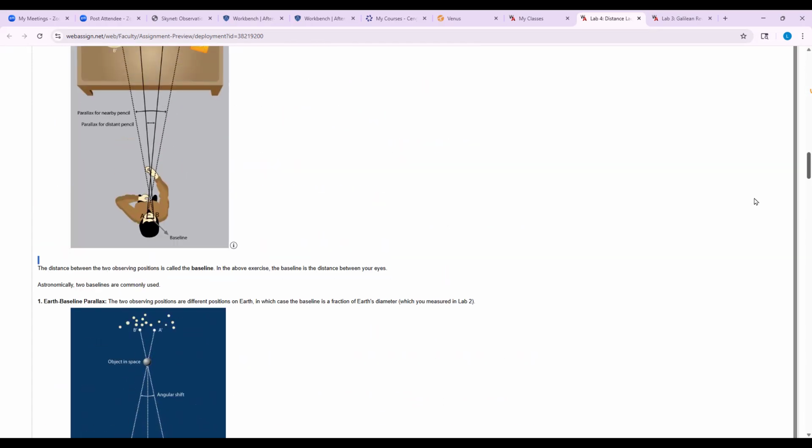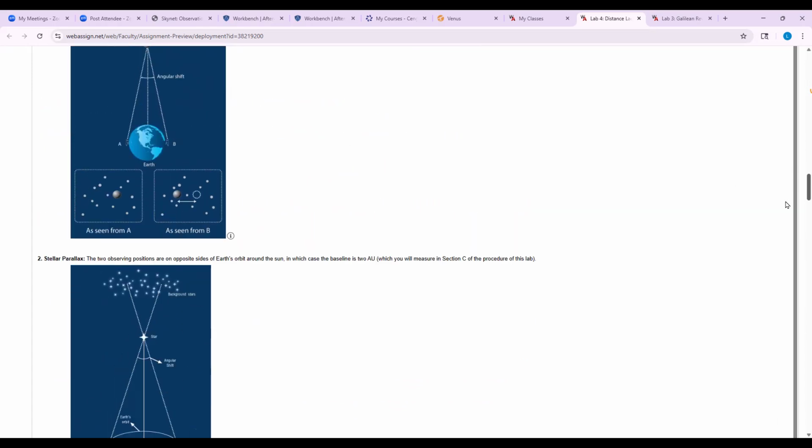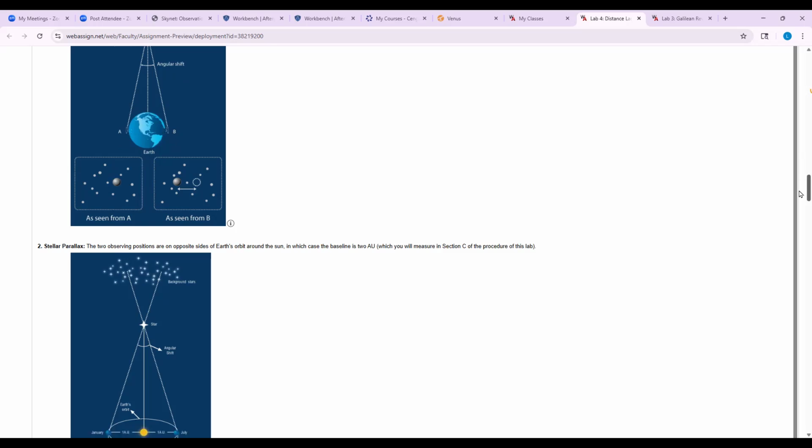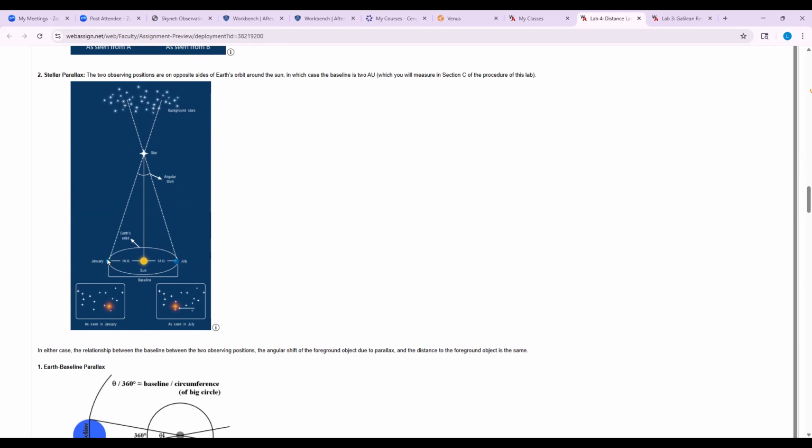Here, when you have your eyes, the base of the parallax is going to be the distance between your eyes. Here, the base of the parallax is going to be two sides of the Earth, it means the diameter of the Earth. And here, the parallax is going to be the distance between the Earth's positions around the sun at two locations six months apart. And therefore, if the average distance between the sun and the Earth is 1 AU, it's going to be 2 AU.